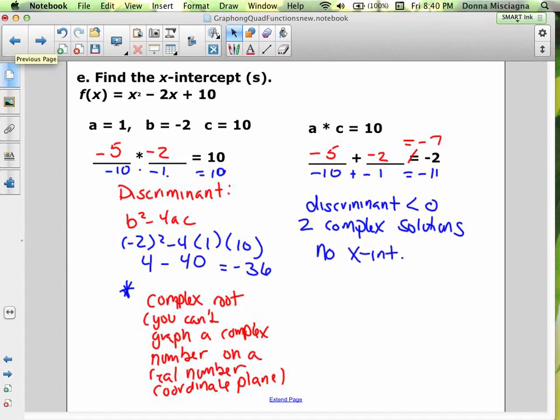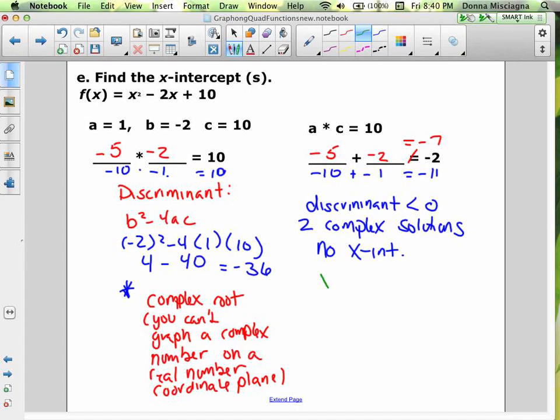And actually, this is a really nice one. Well, first of all, I want you to see, yeah, they really are complex. Our discriminant says so, but I want to show you they really are complex. And this is actually a nice one for completing the square. All right, so we have x squared minus 2x plus 10 equals 0. We're going to subtract the 10 from both sides. So that's going to be x squared minus 2x equals negative 10.